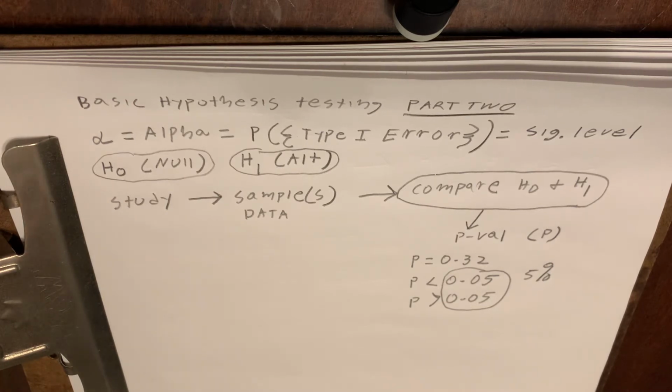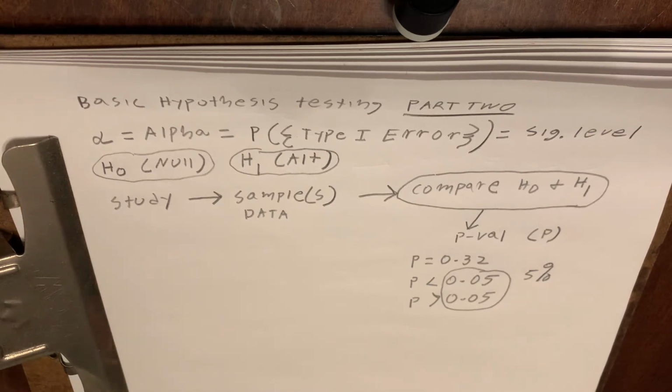Scientists, psychologists, sociologists, market researchers, pretty much everybody has accepted this 5% as the standard type 1 error rate that we're willing to handle in a statistical test.